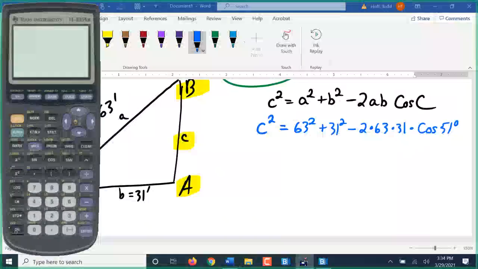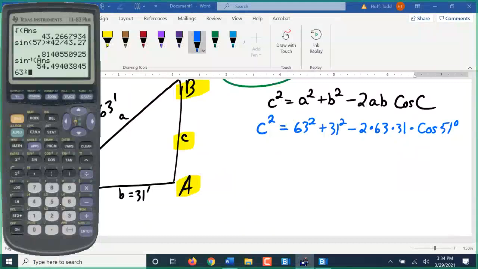So I'm gonna punch that all in. 3 squared minus 2 times 63 times 31 times the cosine of 51. 2471.87.